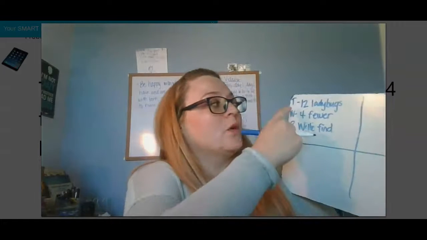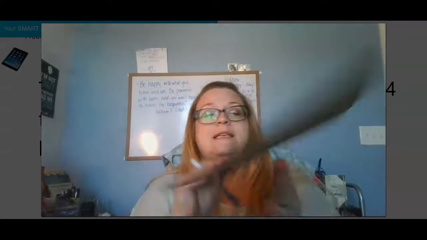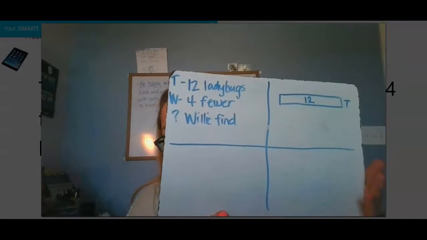Draw. So Tamara has 12. So let's go ahead and draw Tamara's 12. Don't forget to label it. You can just write the number 12 because that's how many Tamara has, right? And then under her, we're going to draw Willie's box. And is Willie's box bigger or smaller? Smaller.